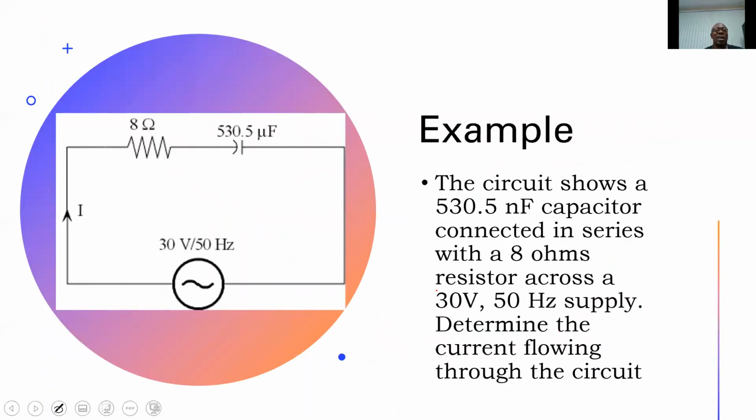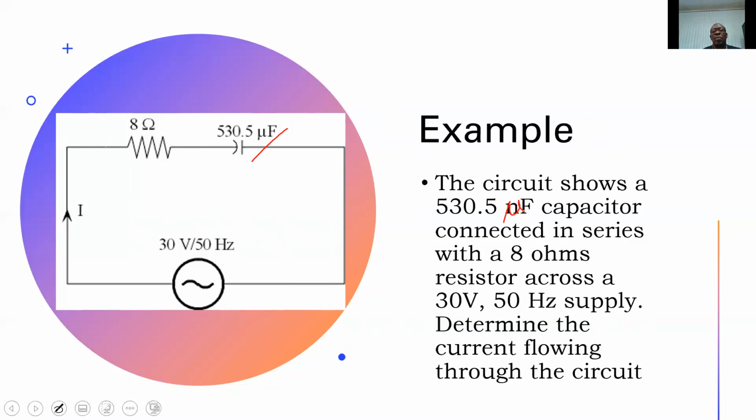So let us look at this example and see if we can apply everything that we just looked at. The circuit shows a 530.5 microfarad capacitor connected in series with an 8 ohms resistor across a 30 volt, 50 hertz supply. Determine the current flowing through the circuit. Now, this is micro in the circuit, but we are showing nano here, so we make that correction, okay? So it's 530 microfarads.